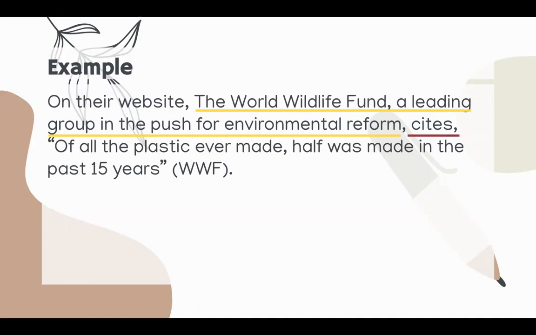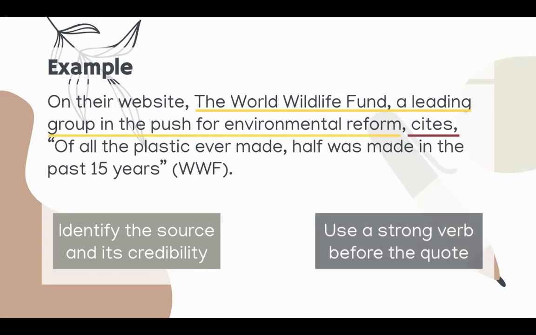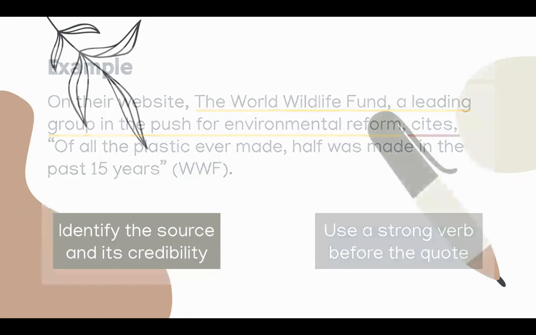Second is underlined in red. What you have in yellow is an attempt to identify the source and its credibility. In red is where you use a strong verb before the quote to lead into it. These are two of the main things that you really want to do when you're trying to set up evidence in an informational or argumentative text.